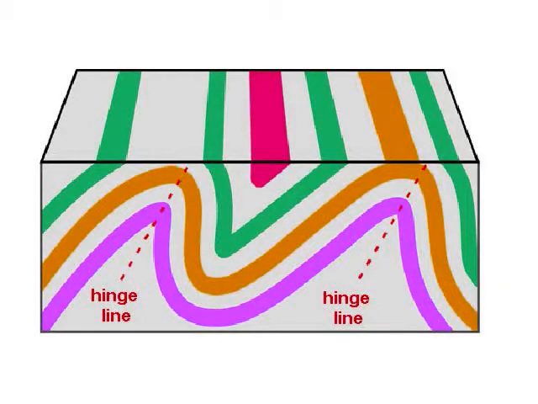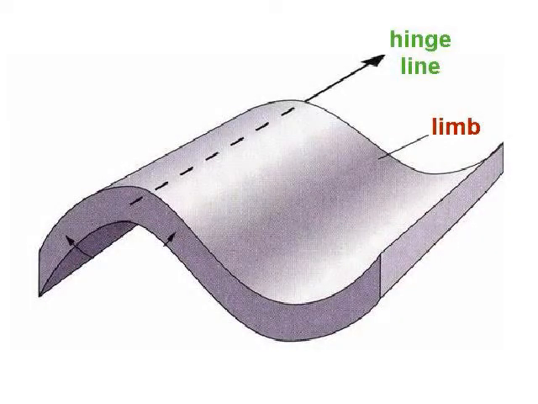In this model, we see examples of anticline and syncline. Many times they appear together. The area where the anticline structure runs into a syncline structure is called a limb.